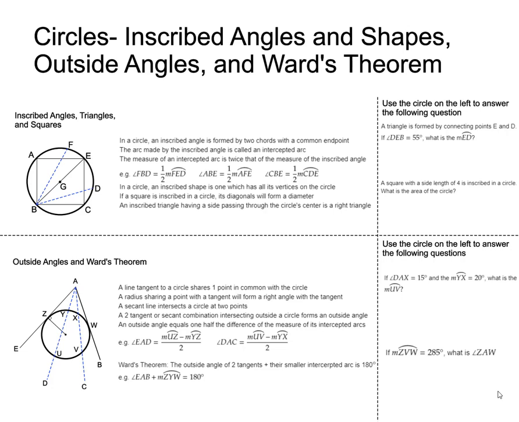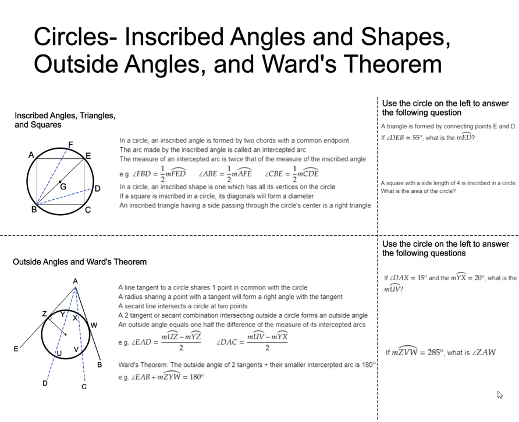The measure of an intercepted arc is twice that of the measure of the inscribed angle. For example, let's look at angle FBD, which is marked by the dotted blue lines. Angle FBD is equal to 1/2 the measure of arc FED. Likewise, for angle ABE, that is equal to 1/2 the measure of arc AFE.